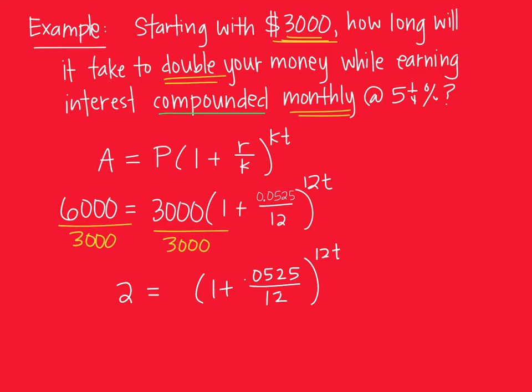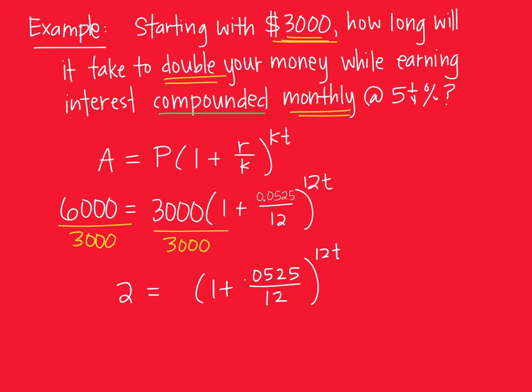Right, I can't subtract 1 because it's in those parentheses. There's something else I need to do. I'm trying to get t alone. What kind of a log? I want to use an ln, so that I can take my t, which is up by the 12, and pull it to the front.